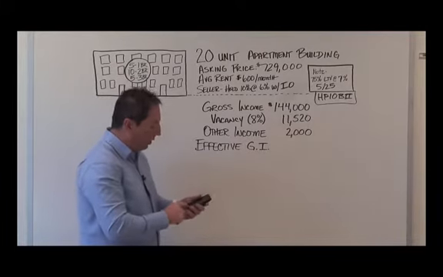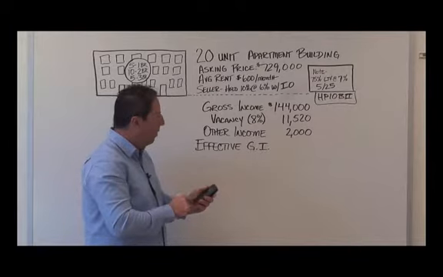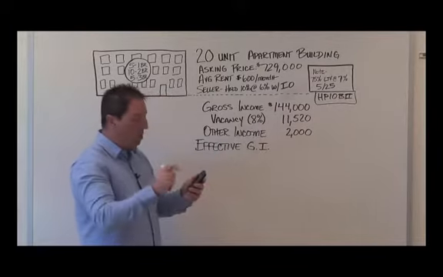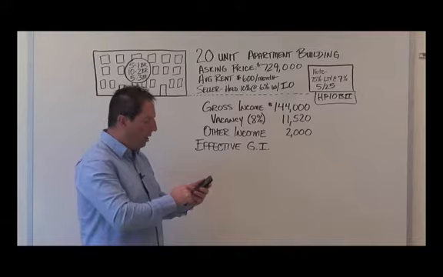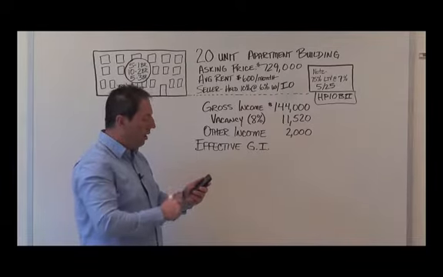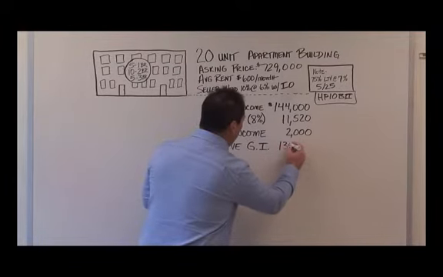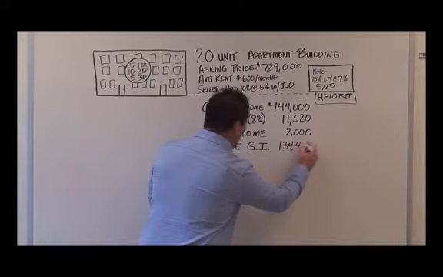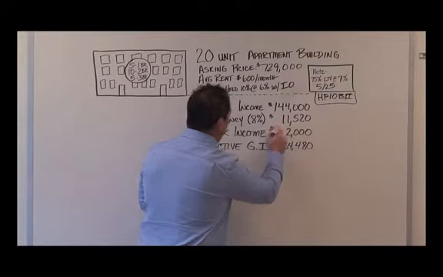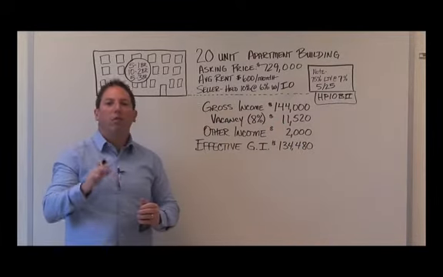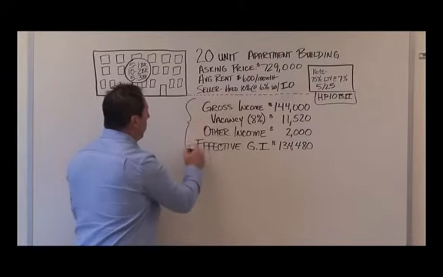So what we do on our calculator is take the 144,000 and we subtract, do this with me please, 11,520, and then we add back in plus $2,000, okay? And we arrive at an EGI of $134,480. I'll just put dollar signs here so we aren't confused. All right, so that's the income stream. That's our income for the property.